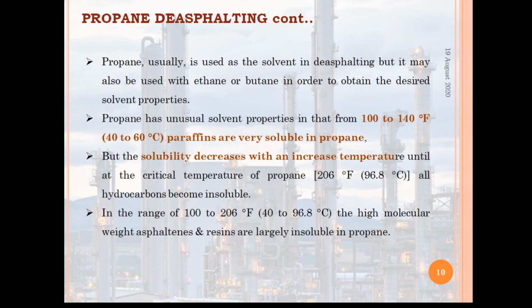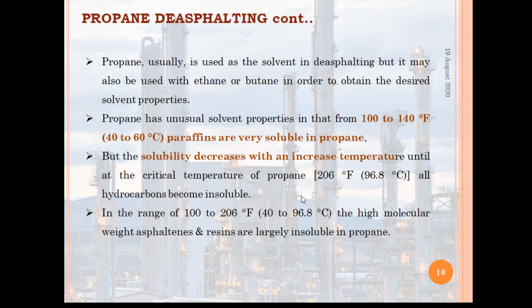Now, what about the propane? Propane is usually used as a solvent in the deasphalting process, as I have mentioned earlier, but it may also be used with ethane or butane in order to obtain desired solvent properties. Propane has unusual solvent properties in that from 40 to 60 centigrade, paraffins are very soluble in propane, but solubility decreases with the increase in temperature until, at the critical temperature of the propane, which is 96.8 degrees centigrade, all hydrocarbons become soluble.